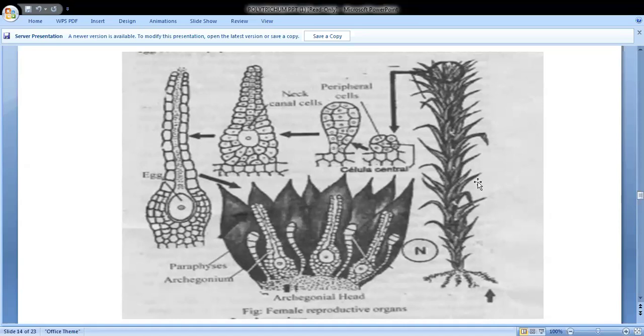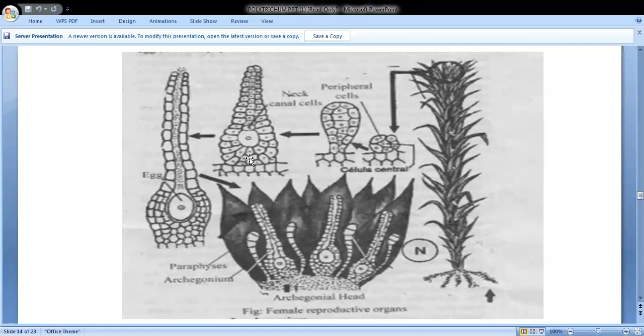Each archegonium has a flask-shaped structure differentiated into two distinct parts, the neck and the venter. See here, this is the neck, this is the venter. The neck is an elongated part with 6 neck canal cells and 4 lid cells. See here, these are the 6 neck canal cells. In Anthoceros also there are 4 to 6 neck canal cells. It's very important: in Marchantia only 4 neck canal cells, but in Polytrichum 6 neck canal cells and 4 lid cells. Lid cells are common.